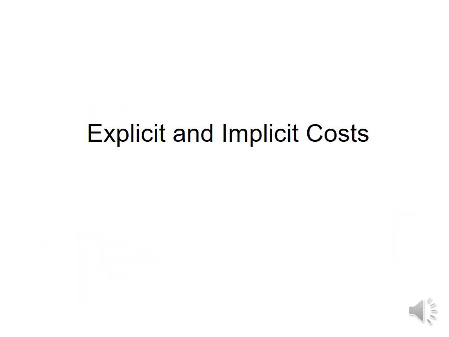Finally, let's take a look at explicit and implicit costs. This part of output and cost is often used in decision making.